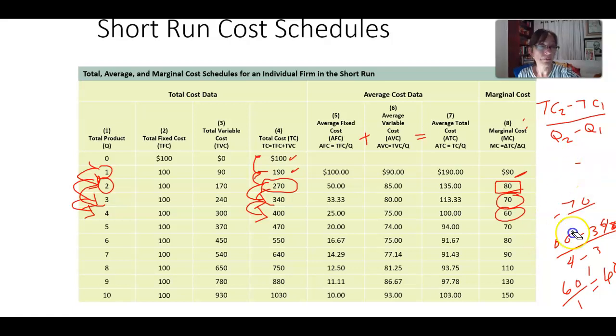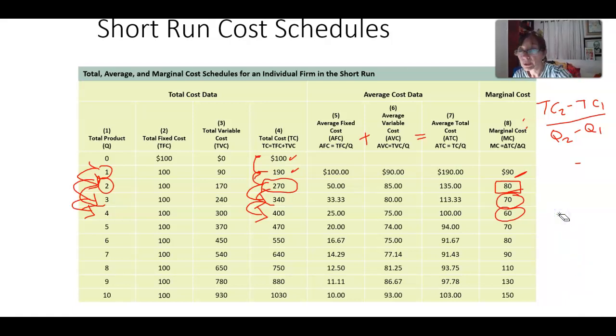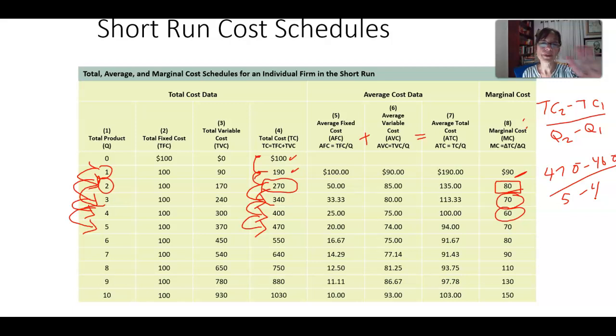Okay, I'll erase all this stuff. Now we're going to produce more. We're going to produce the fifth unit, and when we do that, our total costs go up to $470. So what is the change? 470 minus 400 divided by 5 minus 4. Sorry, I said 500, I meant to say 400. So 470 minus 400 divided by 5 minus 4 is going to give us $70. So the fifth unit cost us $70.